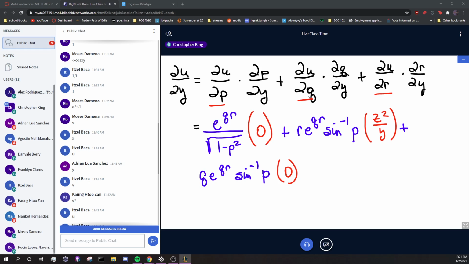So ultimately, this cleans up nicely to give us just r times e to the qr times the sine inverse of p. And we're going to multiply that by z squared over y. Any questions there?